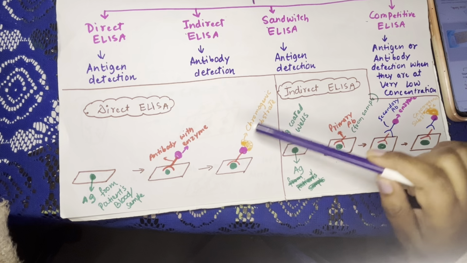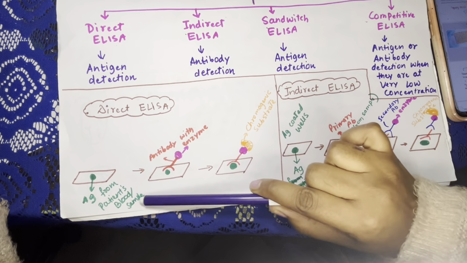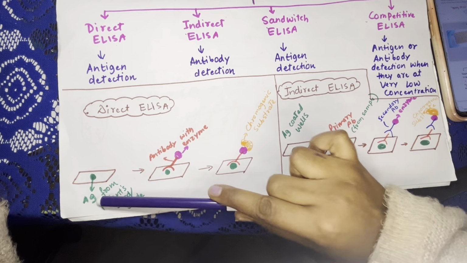And at last, if we see color, then we will come to know that that specific antigen was there in the patient's blood. What if the antigen was not there?